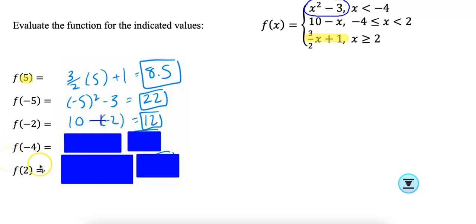So again, you could type that in the calculator or do some mental math. Y'all try these last two. Press pause, and I'm going to pop up the answers in a second.